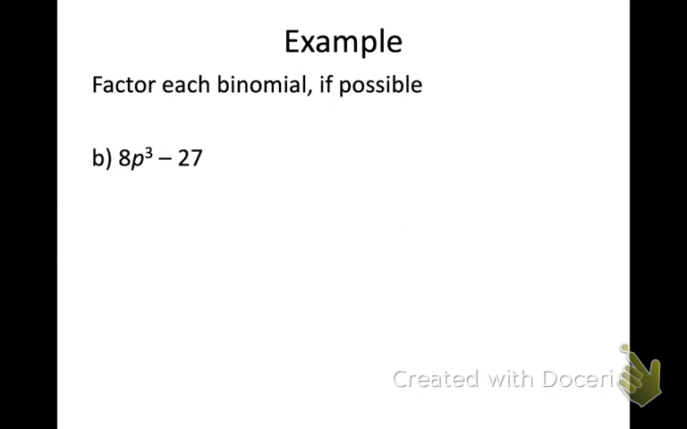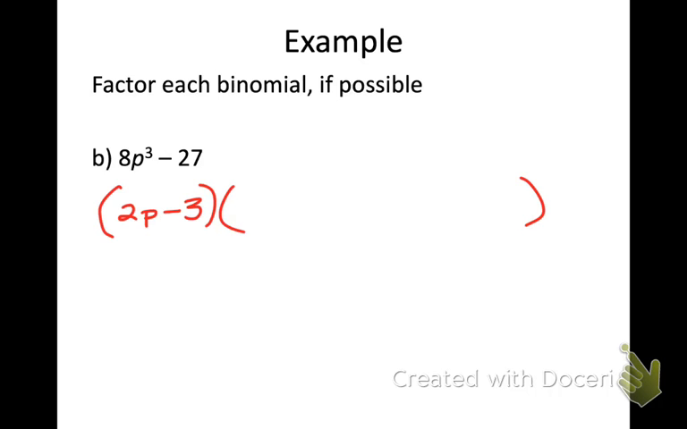All right, 8p to the third minus 27. I see a to the third power, so my first thought is, probably going to be a sum or a difference of cubes. In this case, it's a difference. 8 and 27 are both perfect cubes. The cube root of 8 is 2. Cube root of p to the third is p, minus the cube root of 27, which is 3. So that gets you your first binomial.